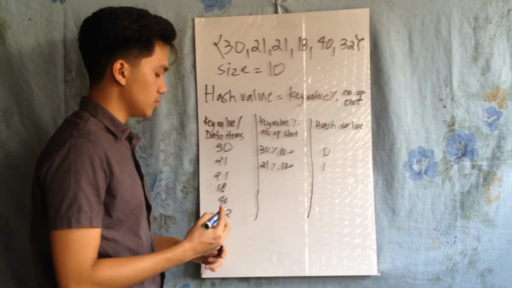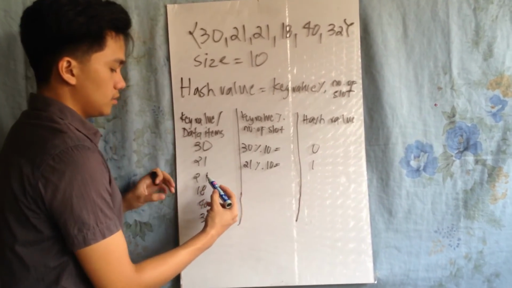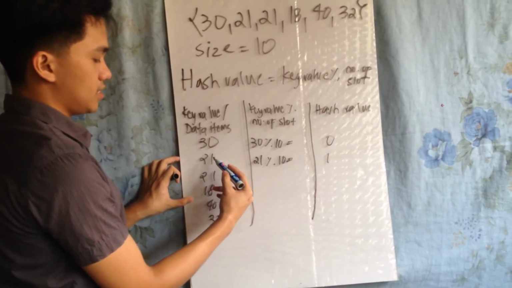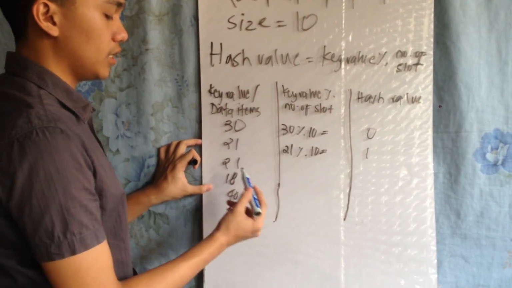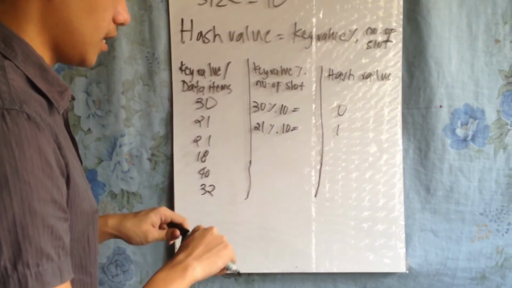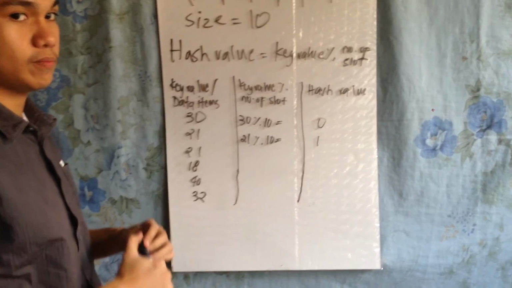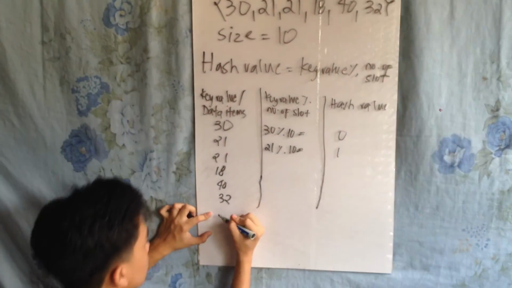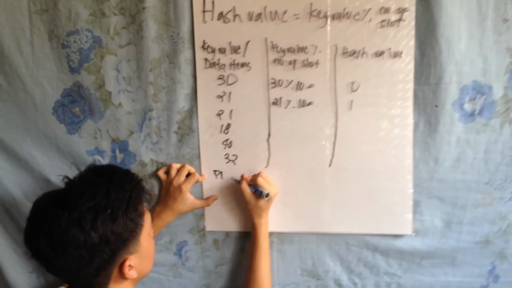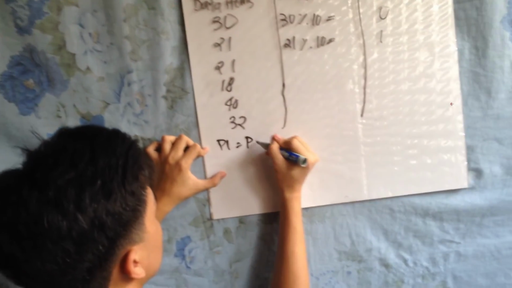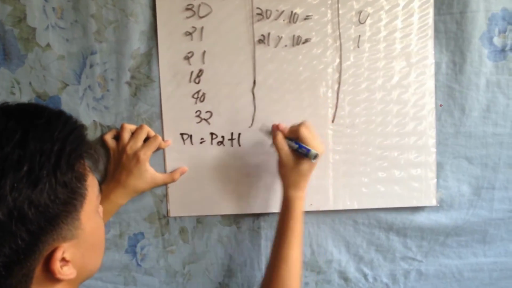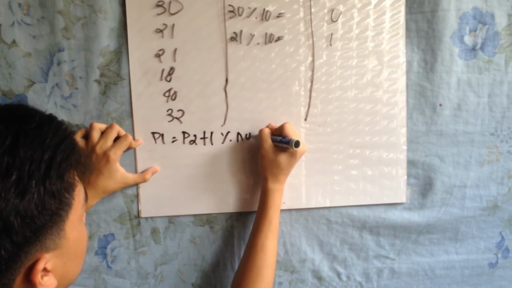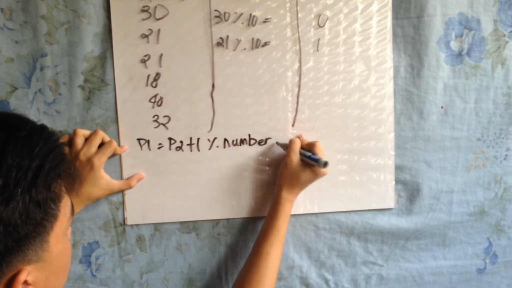So, sunod nating kukwentahin is 21. So, 21, meron siyang kaparehas na key value na 21 din. So, sa ganitong sitwasyon, kailangan natin siyang gamitan ng linear probing. So, linear probing, merong computation na P1 is equals to P2 plus 1 modulo number of size.